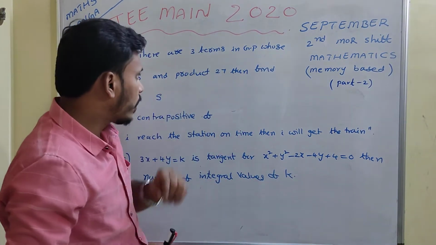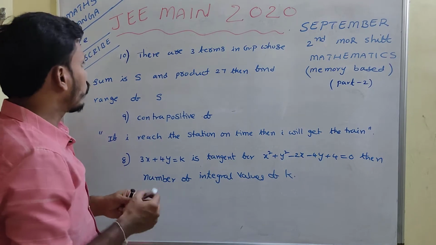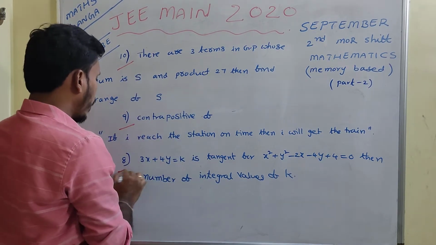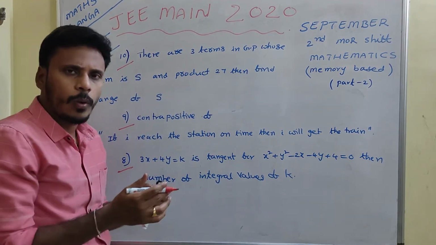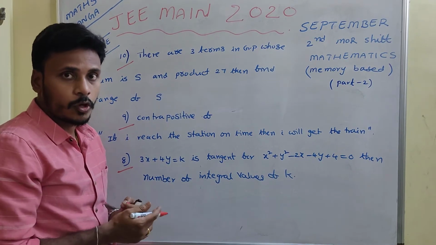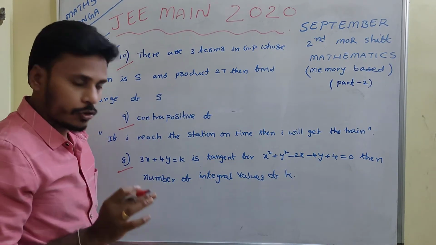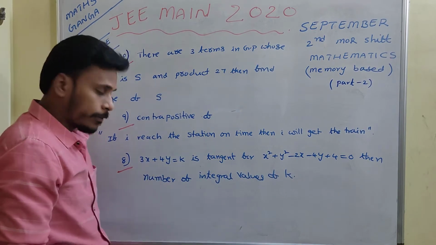Now I have 3 questions on the board. Just look there: the 10th one and the 9th one, whereas the 8th one. All these questions are very simple. You just observe it. Easily we will answer all these questions. First of all, the 8th one.